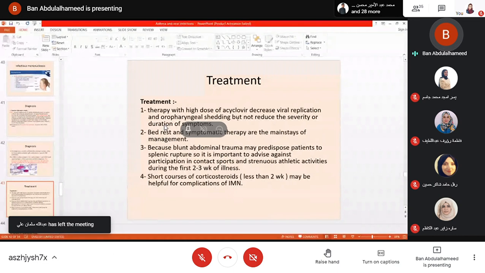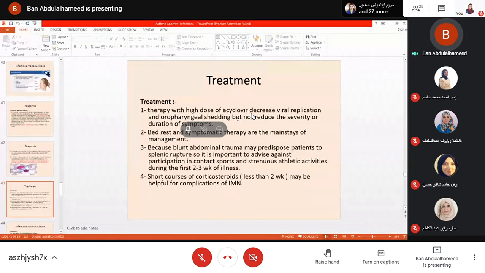For treatment of a patient with infectious mononucleosis نحتاج therapy with high dose of antiviral drug اللي هو acyclovir, which decreases viral replication and oropharyngeal shedding, but does not reduce the severity or duration of the symptoms. We need also bed rest, and symptomatic therapy are the mainstay of management.